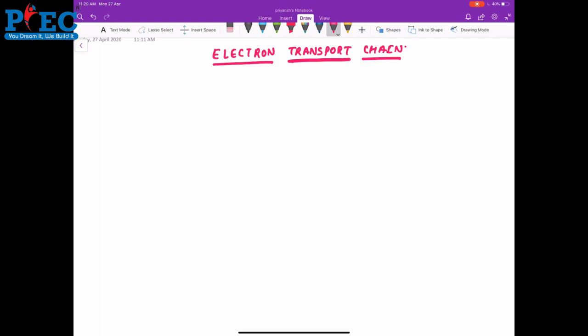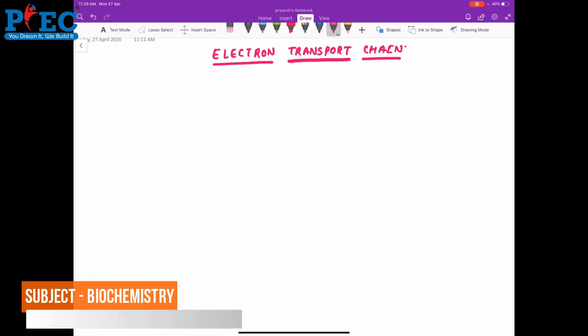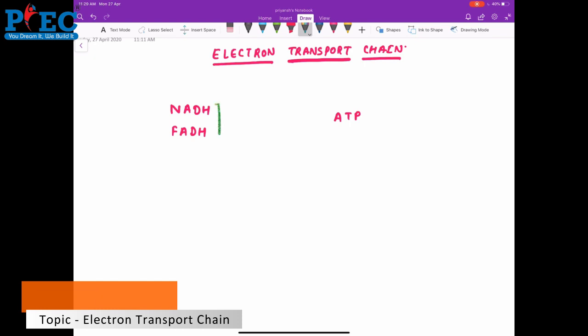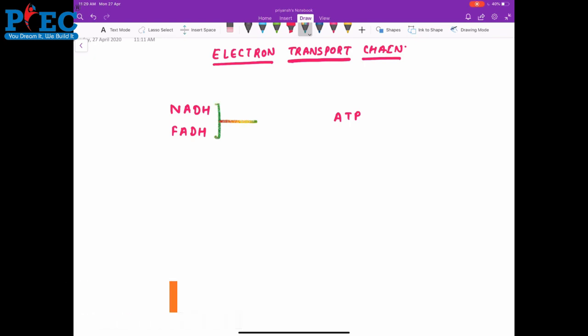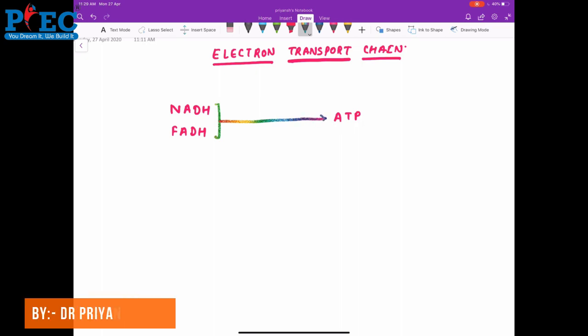In this session we shall be talking about the electron transport chain. Our body produces energy in various forms such as NADH, FADH and ATP. But our cells are programmed in such a way that they can only use the energy in the form of ATP. So we need to convert these other forms of energy to ATP. This conversion takes place via the electron transport chain. The basic agenda of this chain is to convert the NADH and FADH into ATP.